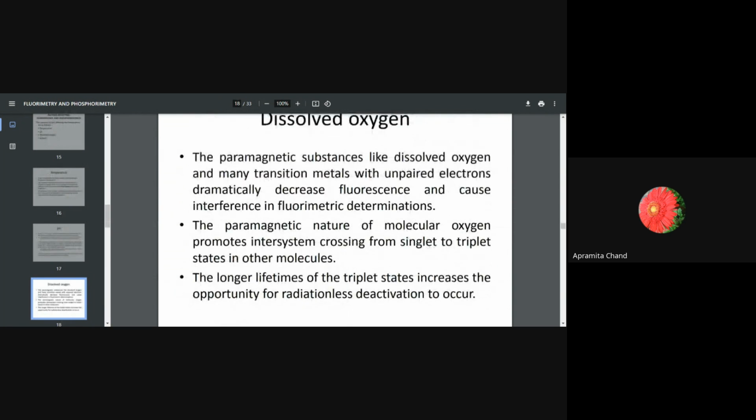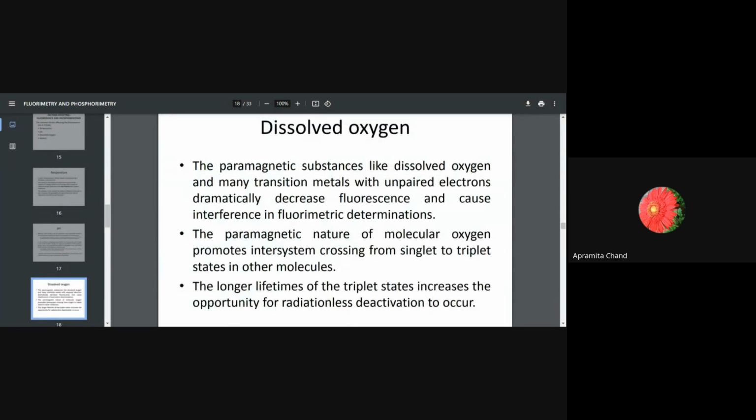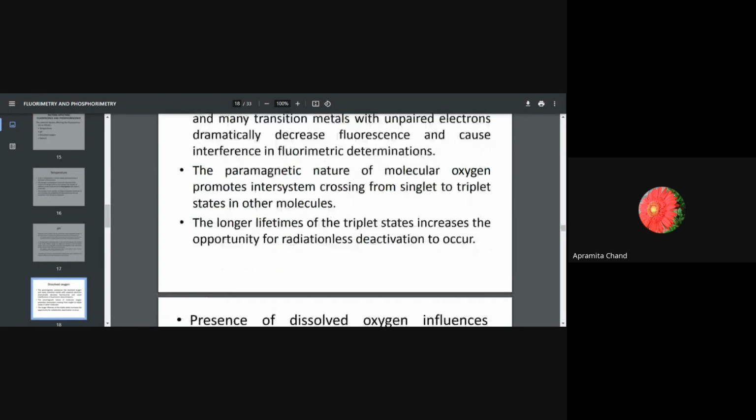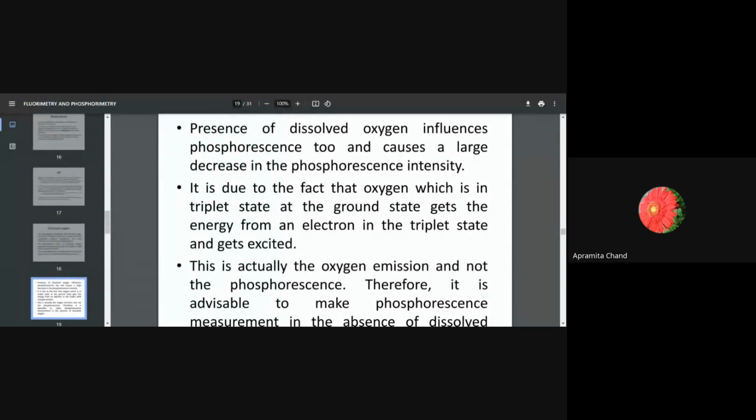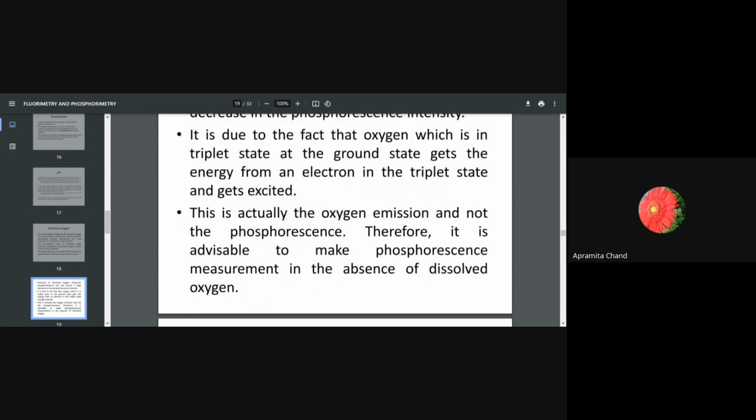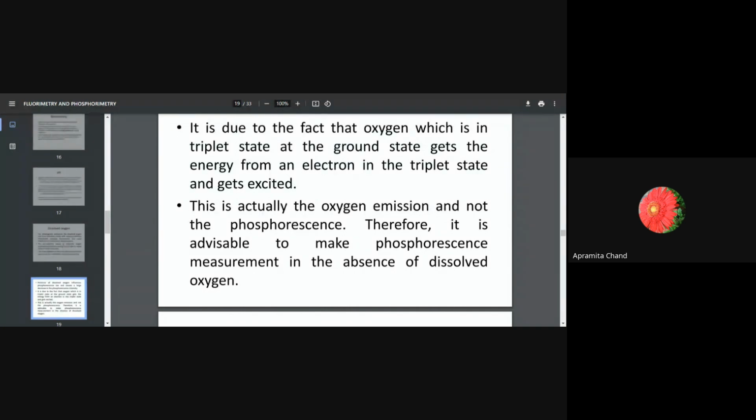Now, dissolved oxygen is paramagnetic. Even transition metals which have unpaired electrons can cause paramagnetism, and this promotes intersystem crossing from singlet to triplet states. If you have a longer lifetime of the triplet state, then radiationless deactivation may occur. It can also cause a large decrease in the phosphorescence intensity, because the oxygen, which is in the triplet state at the ground state, will get energy from an electron in that triplet state and get excited. So it will be the oxygen that is emitting, but it will not be phosphorescence. So dissolved oxygen should be removed from the system before proceeding.